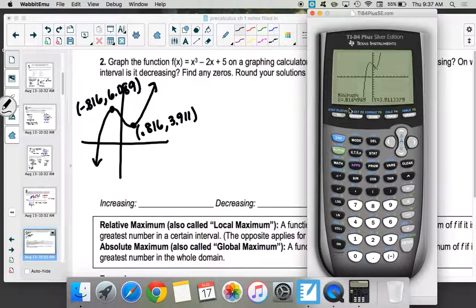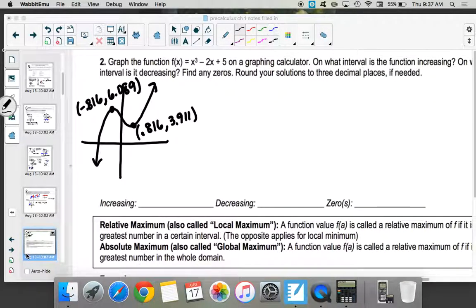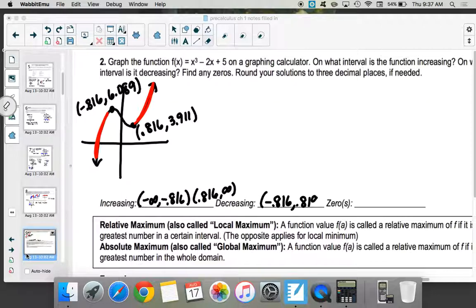Okay, if you need help, let me know. So when we talk about increasing, we're going to say it's increasing from negative infinity to negative 0.816. And then it's also increasing from 0.816 to infinity. So it's increasing here and here. And then it's decreasing between negative 0.816 and 0.816. So remember, these are x values for intervals.